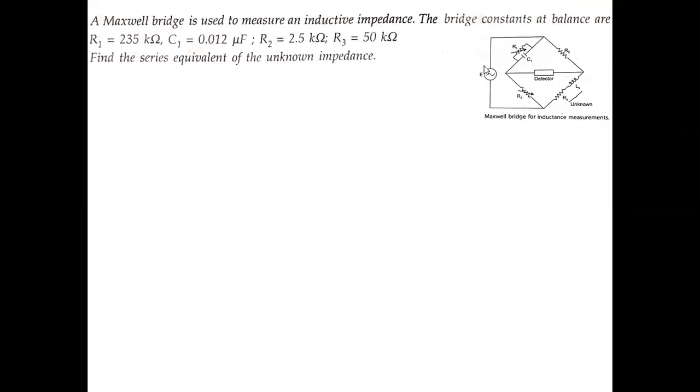This is the Maxwell's inductance bridge, and the bridge is in a balanced condition. We have the first branch with resistance R1 of 235 kilo ohm and C1 of 0.012 microfarad, R2 of 2.5 kilo ohm, and R3 of 50 kilo ohm. So we have the data related to the first, second, and third branches.